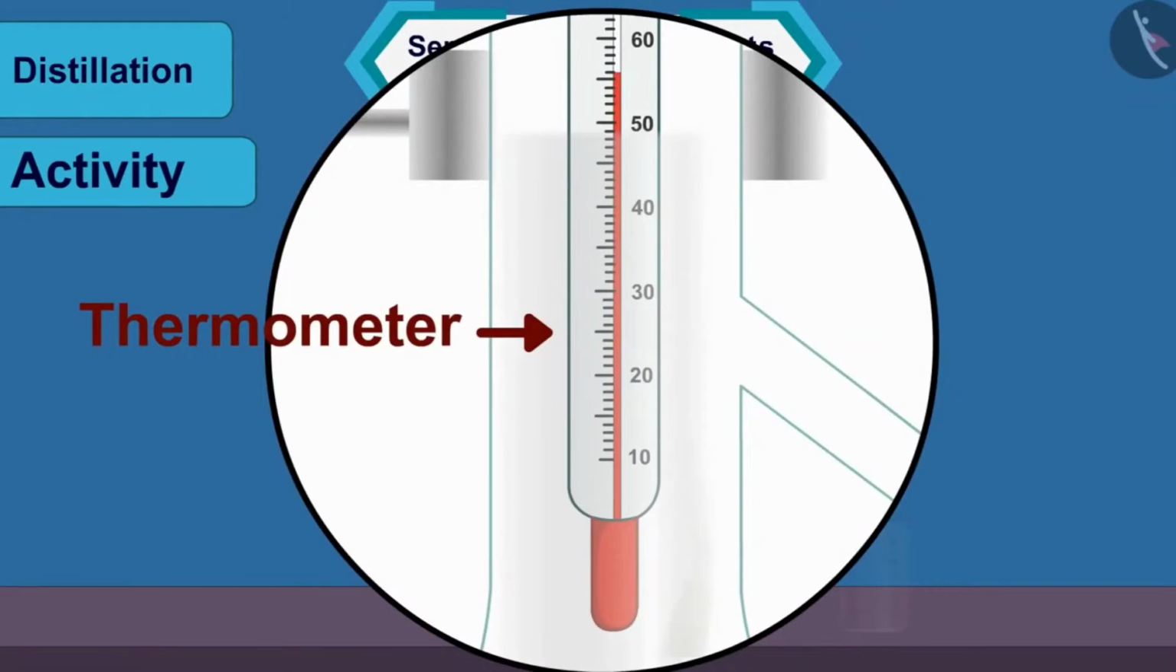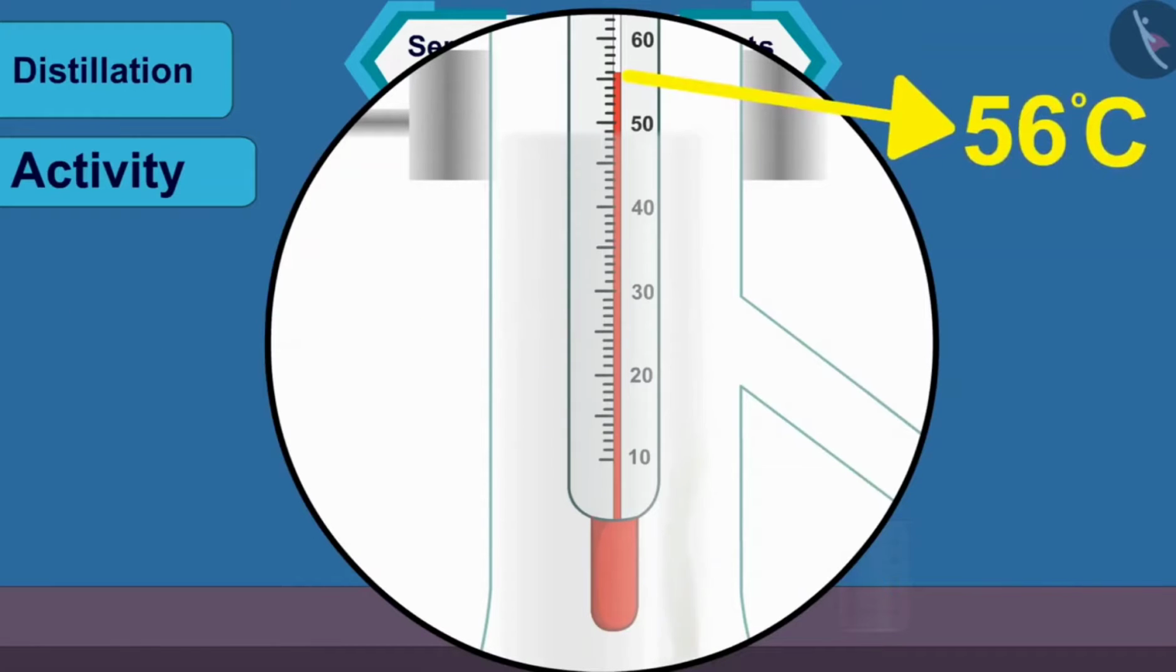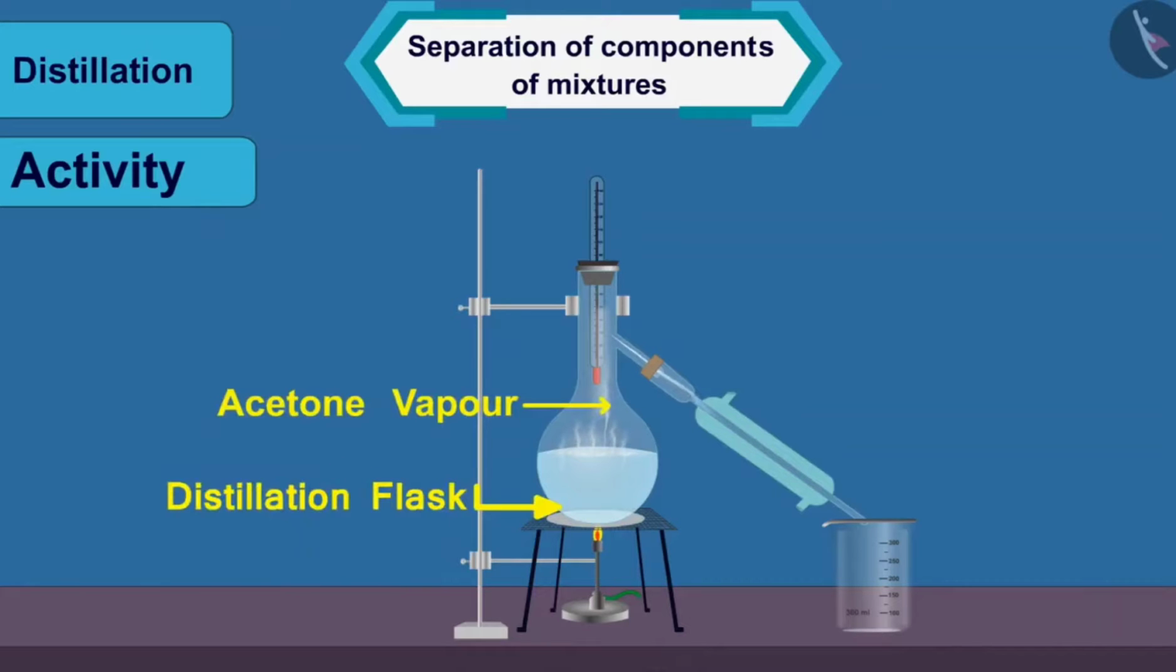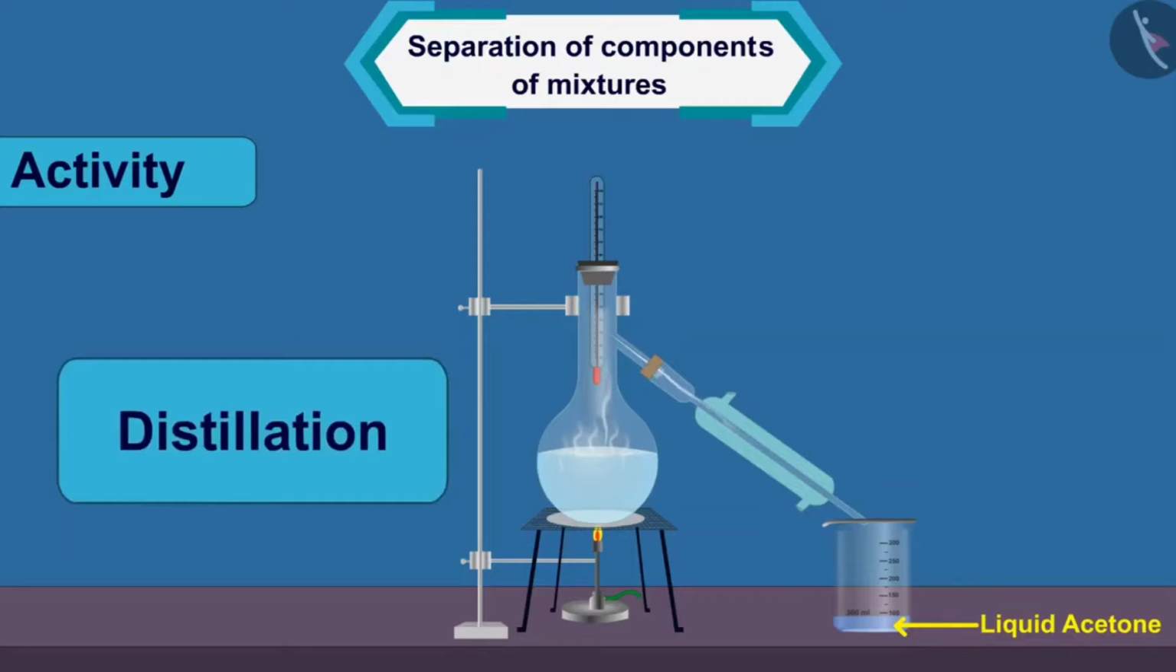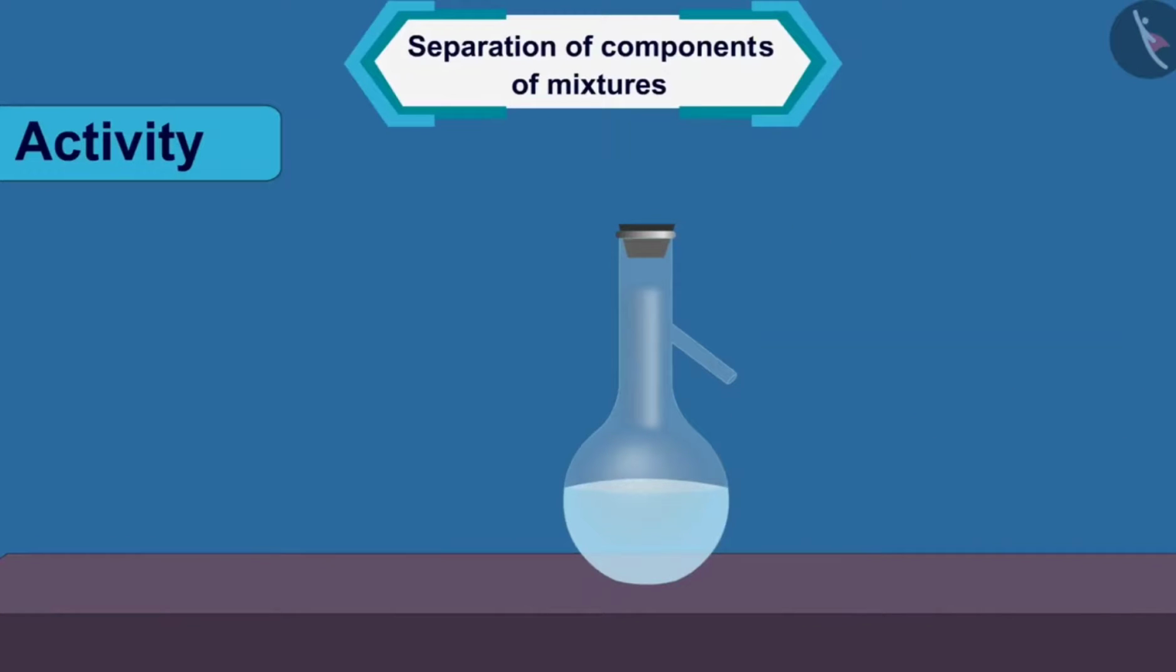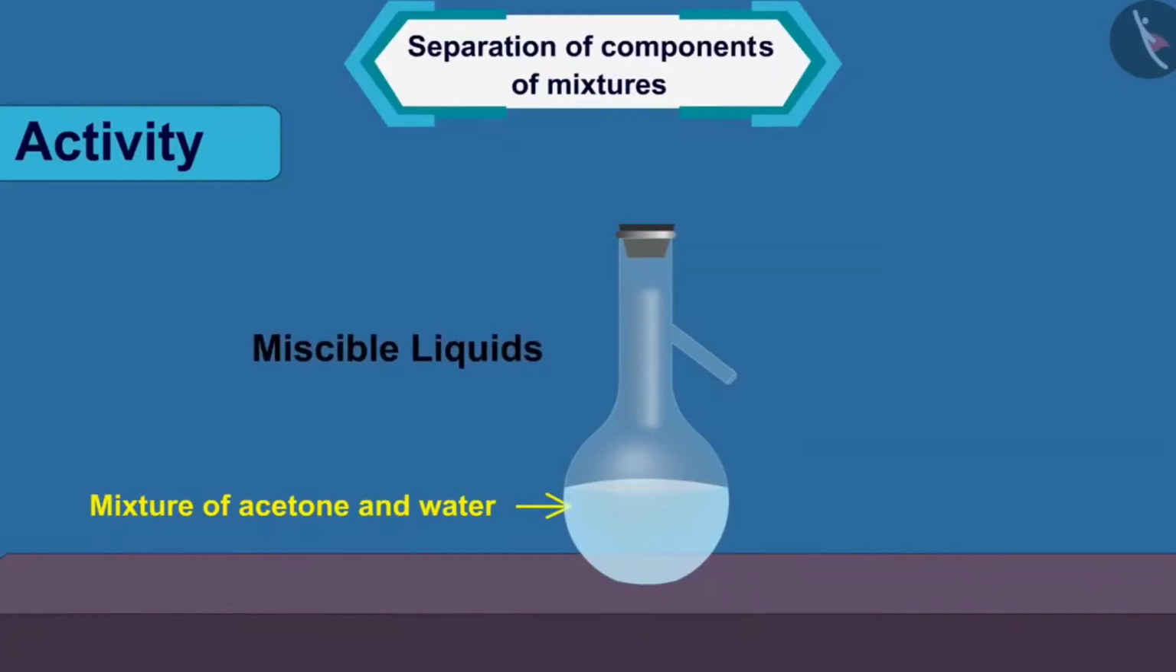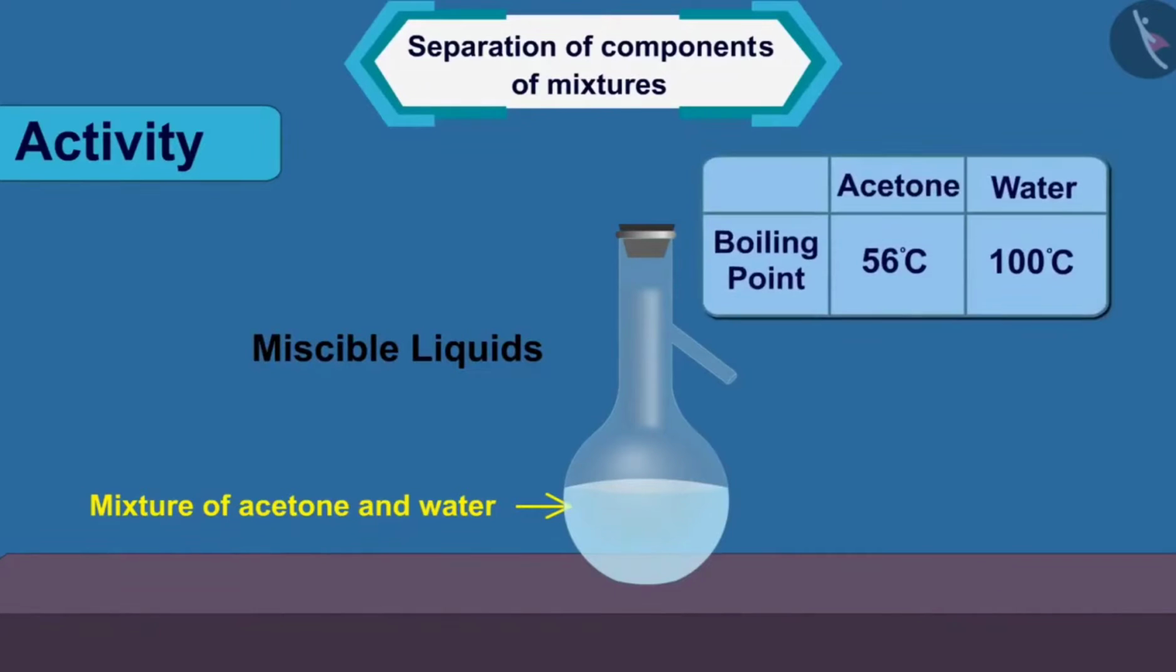Vapor of acetone appears to rise in the flask at approximately 56 degrees Celsius. This acetone vapor passes through the condenser, starts condensing, and accumulates in the beaker in the liquid phase. In this way, we can separate the mixture of acetone and water by distillation. This was possible because a mixture of acetone and water is a mixture of two miscible liquids that boil without decomposition and have a sufficient difference in their boiling points, between 56 degrees Celsius and 100 degrees Celsius.